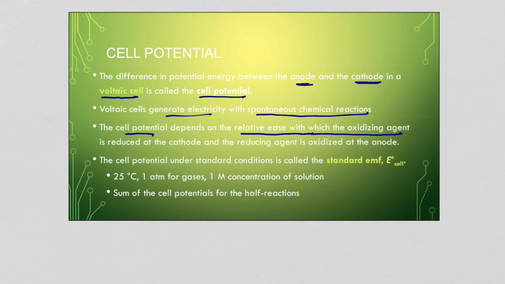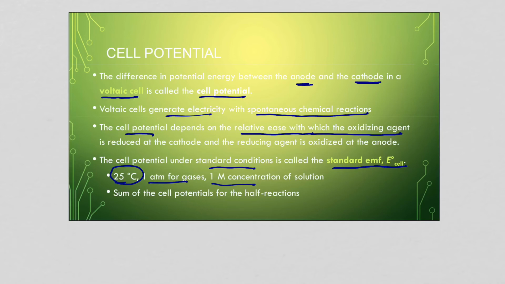Now, we measure these under what are called standard conditions, right? And this should be familiar to us now. What we mean by standard conditions is 1 atmosphere for gases, 1 molar concentration for solutions. And typically, for these kinds of experiments, we're also thinking about standard temperature, or 25 degrees Celsius. Now, this is called the standard EMF or the standard cell potential.